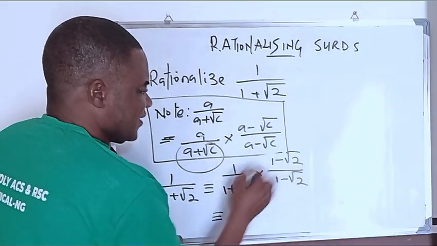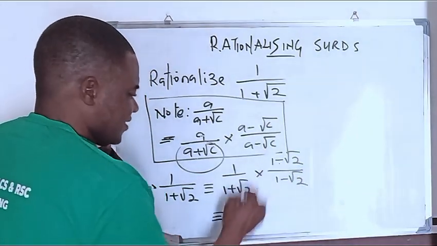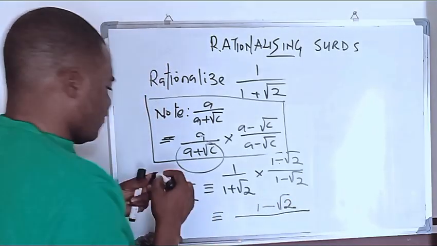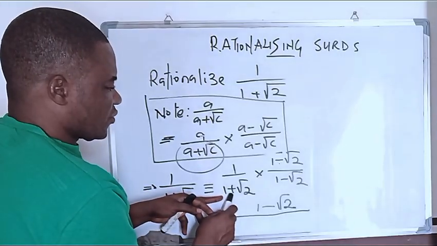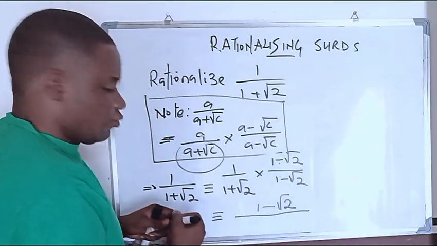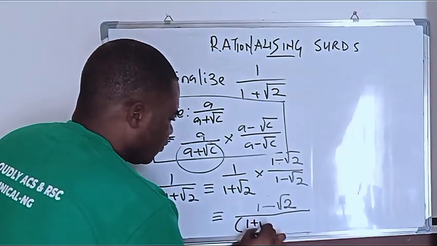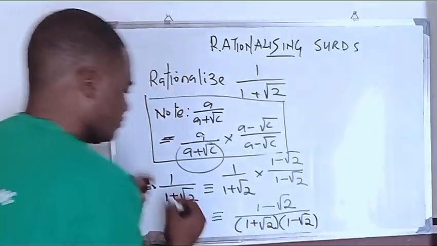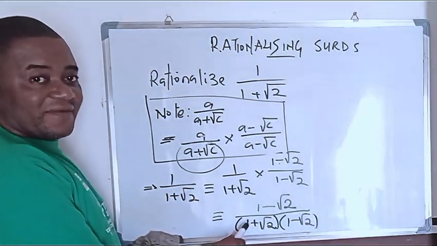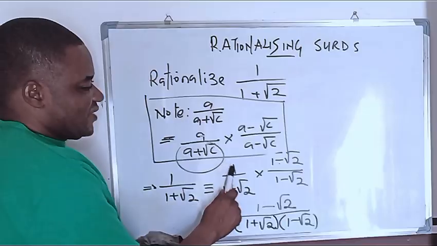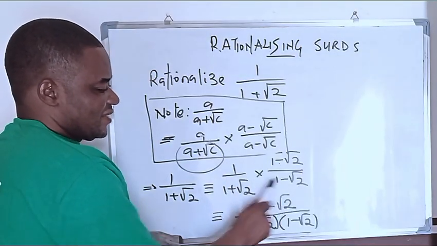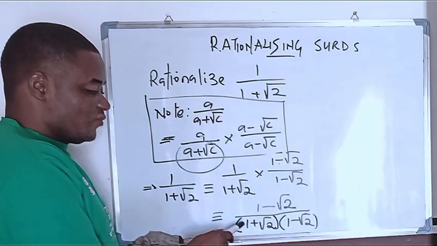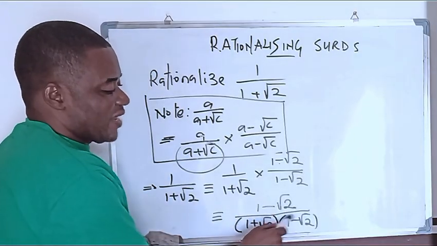Now this will give us 1 times 1 minus this, which remains this. That is 1 minus root 2 all over 1 plus root 2 times 1 minus root 2. So we open a bracket, 1 plus root 2 times 1 minus root 2. This is what we're going to have. So we have this times this and this times this. Now, we do not have much problem with 1 minus root 2, but we have a little bit of a challenge with this bracket multiplying by this bracket.